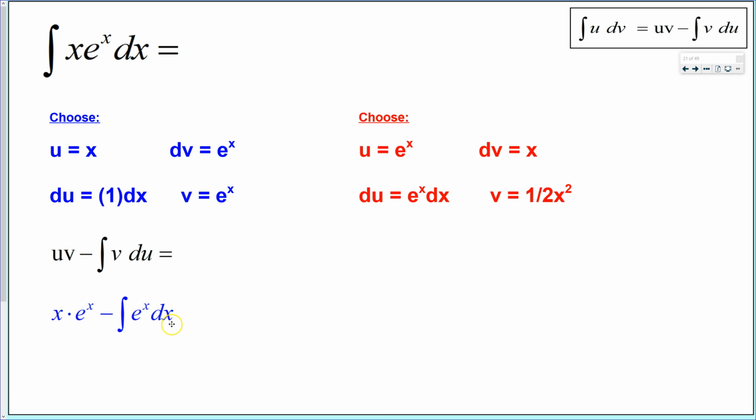And then I have the integral of e to the x, which I just happen to have memorized as e to the x. So this looks totally doable. Take a look at the other side, though.